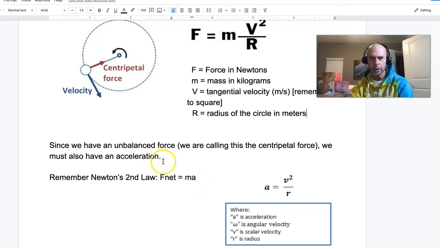And we call that the centripetal acceleration. So if we say F equals ma, then that A part is just this part right here. It's just this part right here of this centripetal force equation.